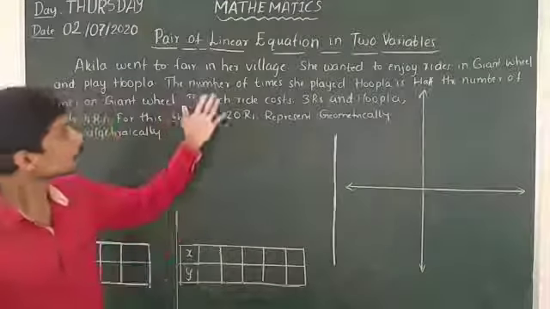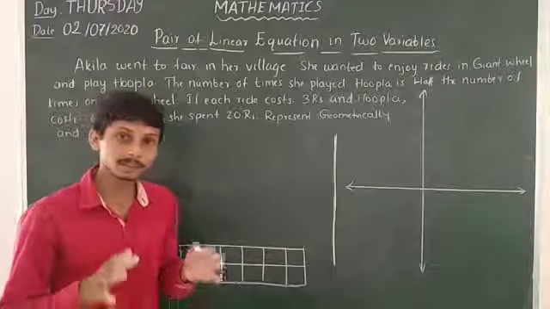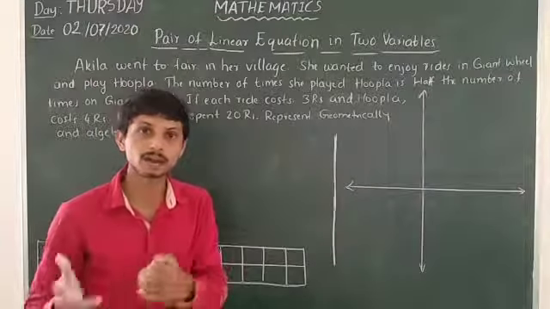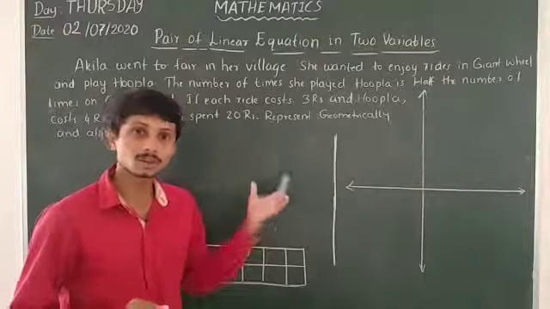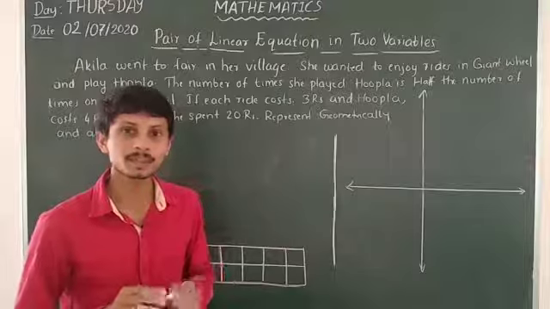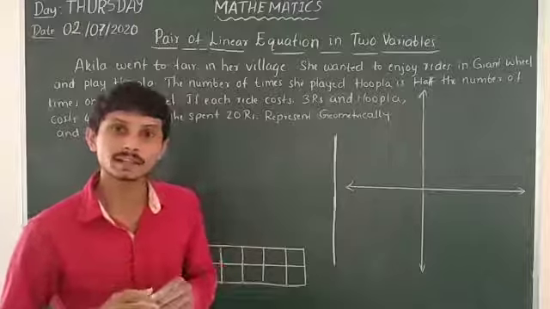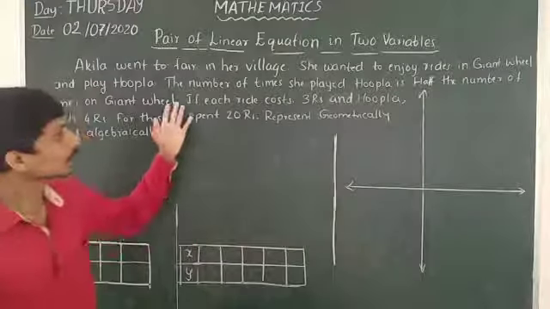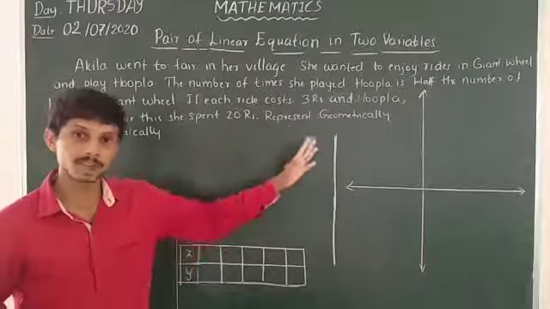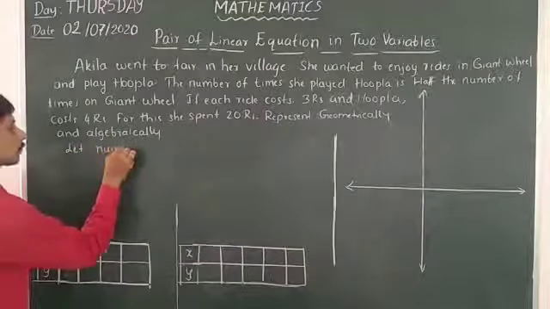Here, the number of times she played hoopla is half the number of times on the giant wheel. So she played some number of times in hoopla and some number of times on the giant wheel. We have to express this in algebraic form. I will take the number of plays of hoopla as x and the number of plays of the giant wheel as y.